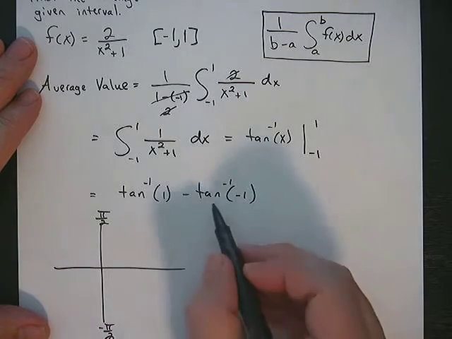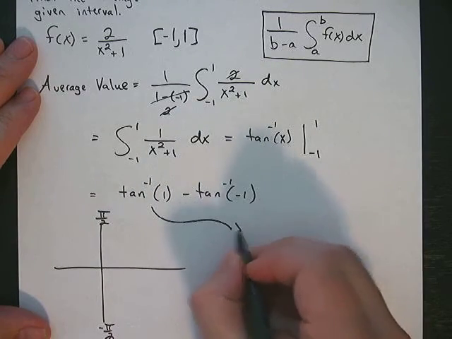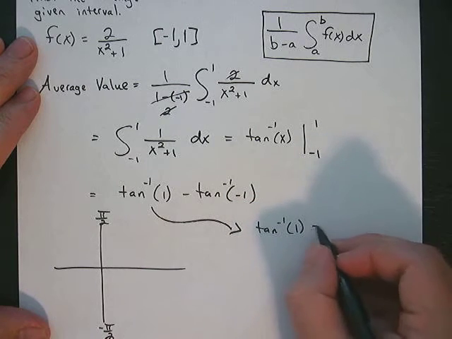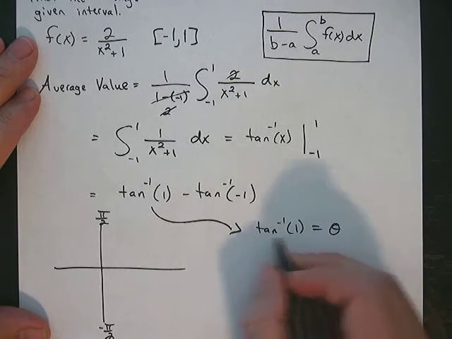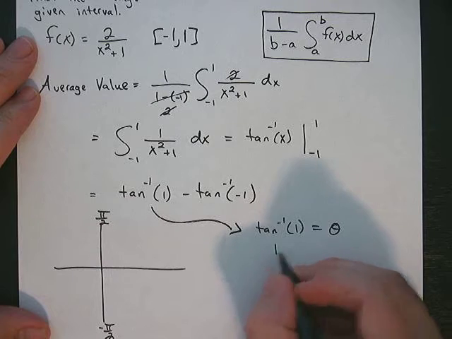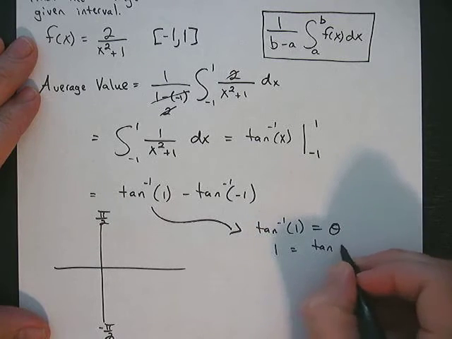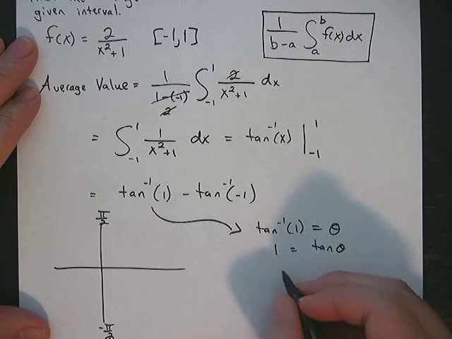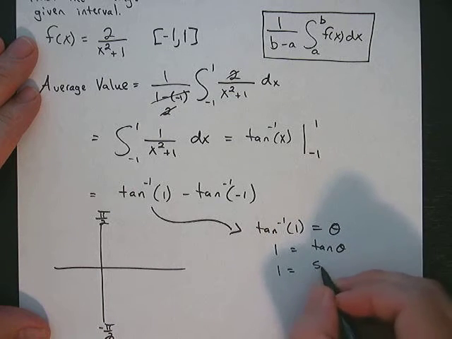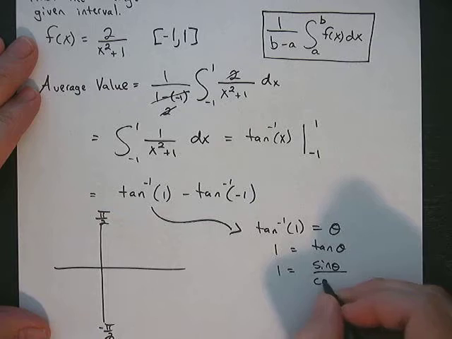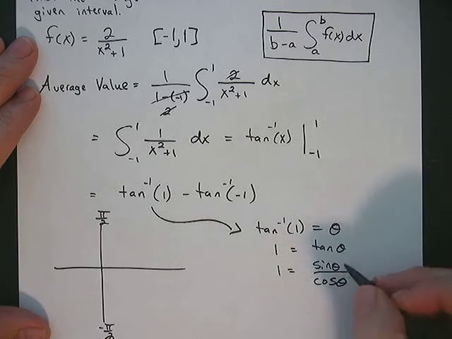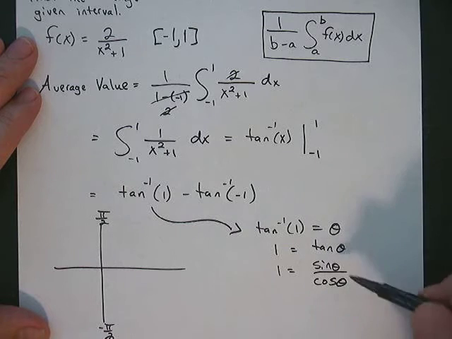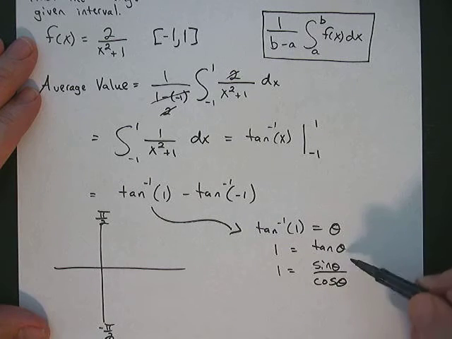So if the value inside is 1, what that means is if tangent inverse of 1 is equal to theta, then if we take the tangent of both sides, this says that 1 is equal to tangent theta. Okay, so where can tangent theta be 1? Well, remember that tangent theta is sine over cosine. Okay, so in order for sine divided by cosine to be 1, the values of sine and cosine have to be the same, because anything divided by itself is equal to 1.